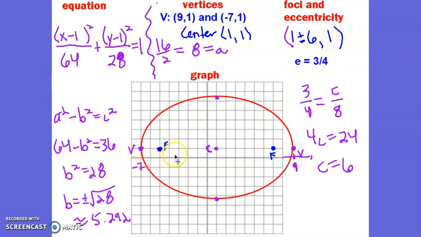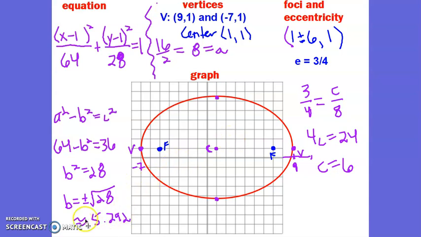So again, we've got everything up at 1 unit as far as our major axis goes. Our major axis would be y equals 1. Our minor axis would have been x equals 1. So we've got our center at 1, 1. We're going to add 8 units and subtract 8 units. Again, that puts us right at our vertices.